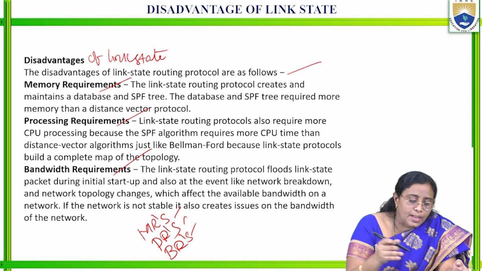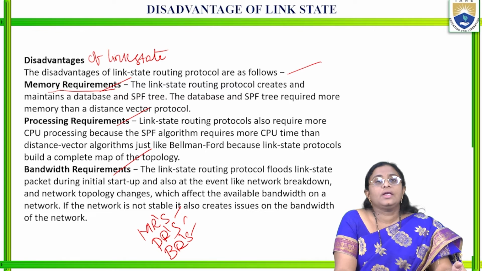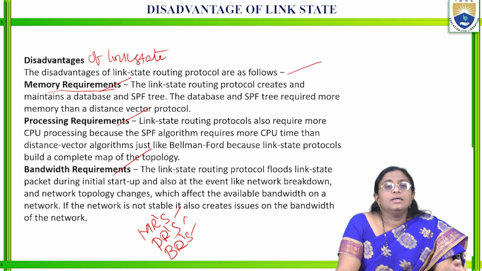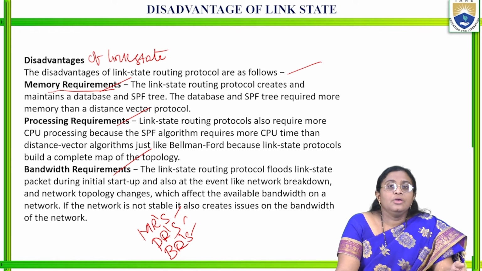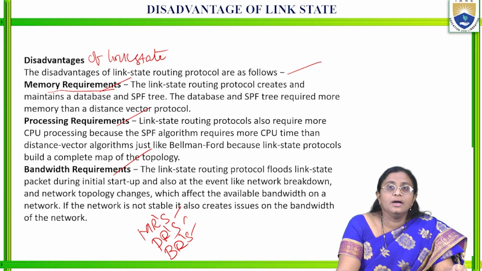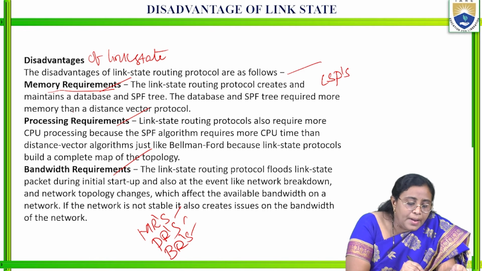The first one is the memory requirement. The link state routing protocol creates and maintains a database and SPF tree. The database and SPF tree require more memory if you compare with the distance vector routing protocol or algorithm. Here, the link state routing creates and maintains a database and SPF tree.